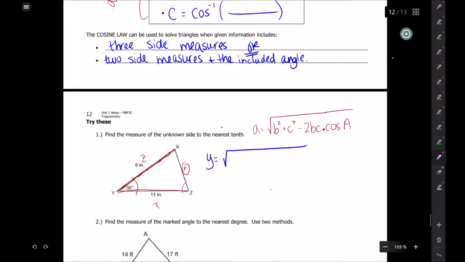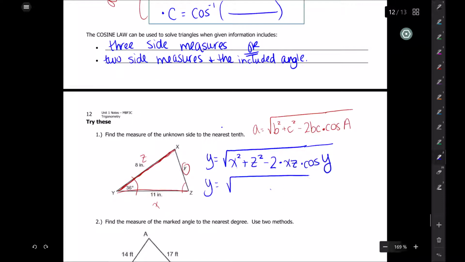So as long as here it's not y, it works. So we'll say here, x squared plus z squared minus 2 times x, z, so we're still going to use the same letters here. Notice how this right here is side length A, this is angle A, so since this is side length y, we're going to say cosine of angle y. And now we're just going to plug in our information.